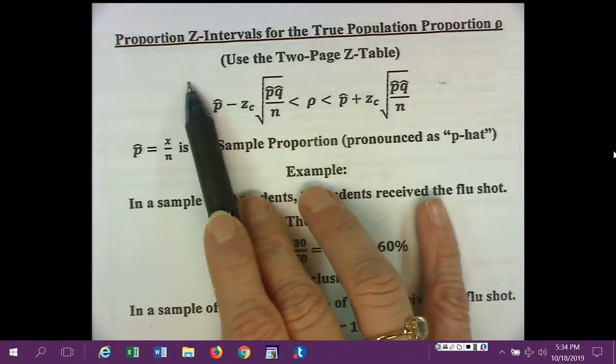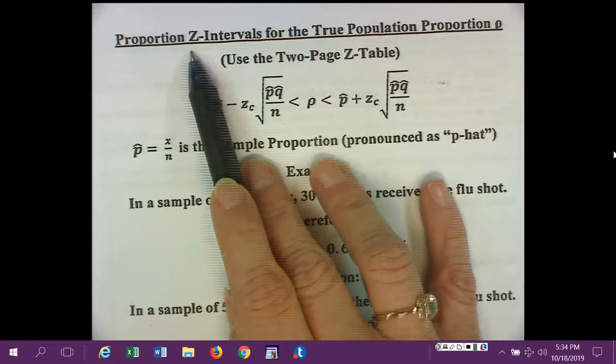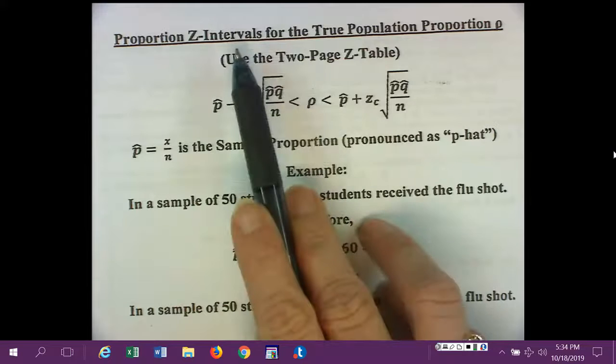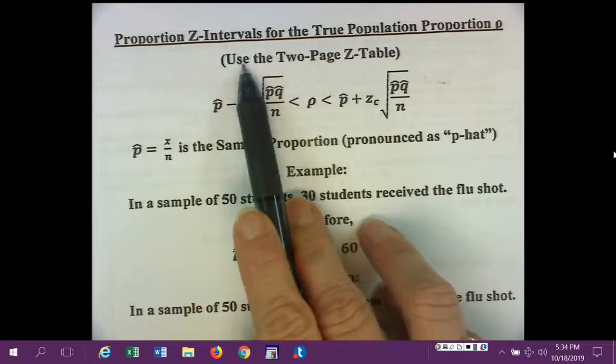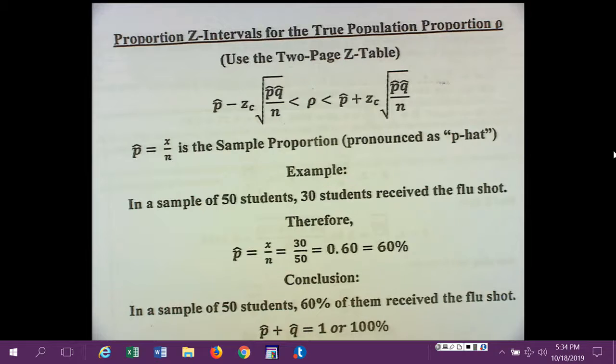The properties of the standard normal distribution in Z will apply to this type of confidence interval, even though it's about population proportion rho or P. It is still a type of Z interval using the two-page Z table. We first need to talk about the formula.